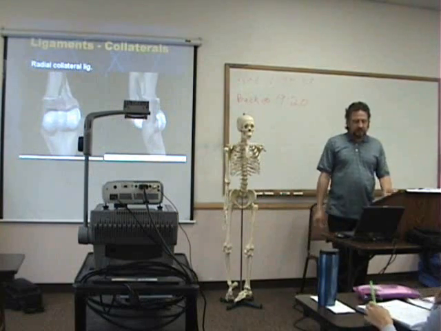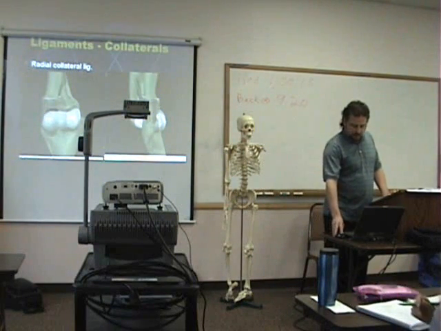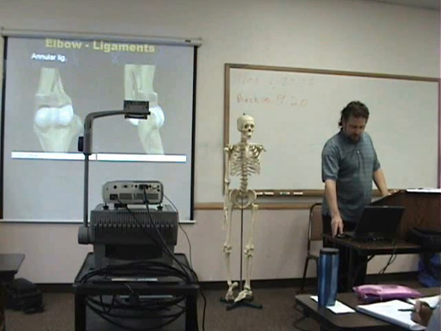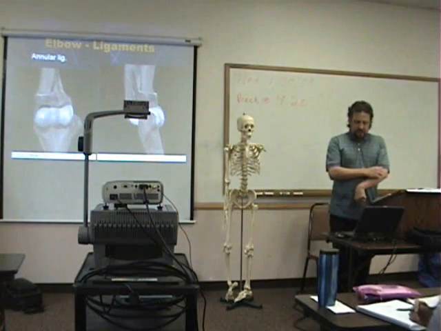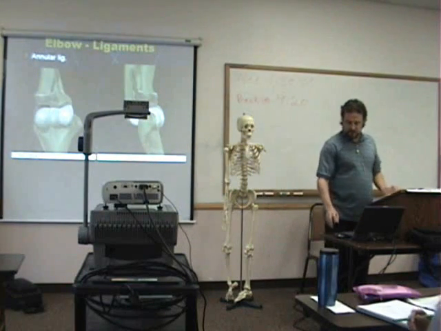So then the radial collateral ligament is going to be on the radial side here. And then again, there's the annular ligament that goes around the head of the radius.